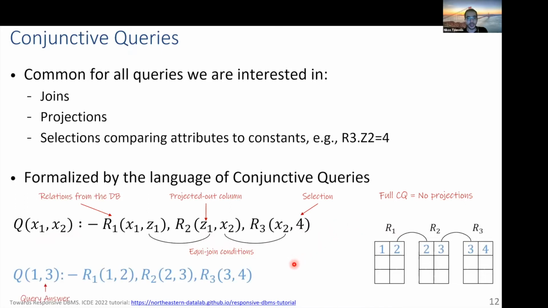An example of a query answer here is to find values for the variables, which are essentially the columns in the database, that satisfy the formula. So here 1, 3 is a query answer.